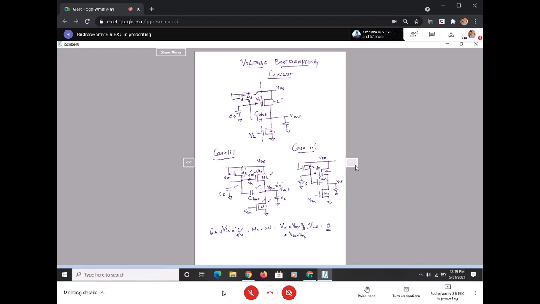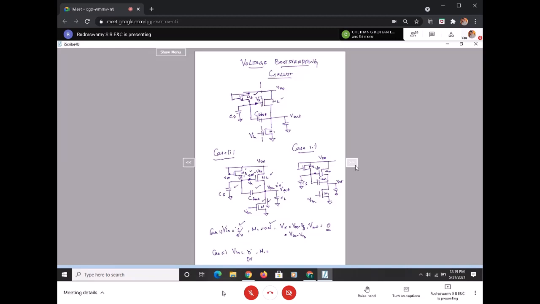One thing you should remember: in case 1, when V in was 1, M1 was on, so V out completely discharged its voltage. That means V out will be at the minimum output voltage, that is 0. And C boot and CS will be charged through the M3 transistor, and Vx is at VDD minus VT3. Now, for case 2, I let V in be equal to 0, that is logic 0 or 0 volts. What will happen to my M1?